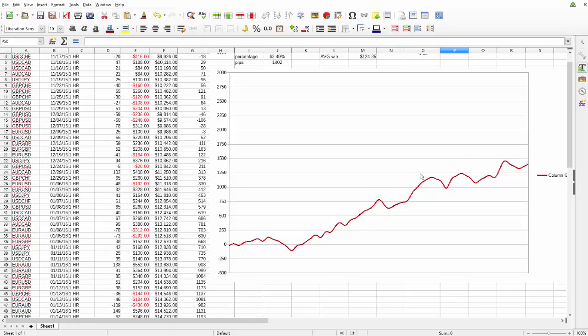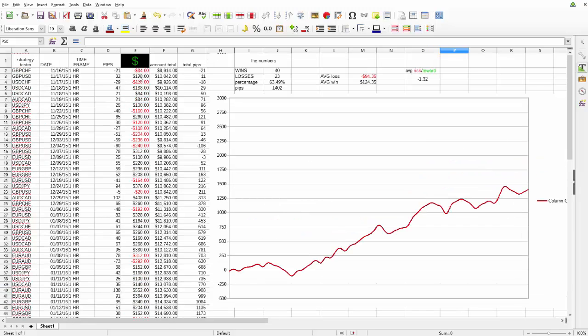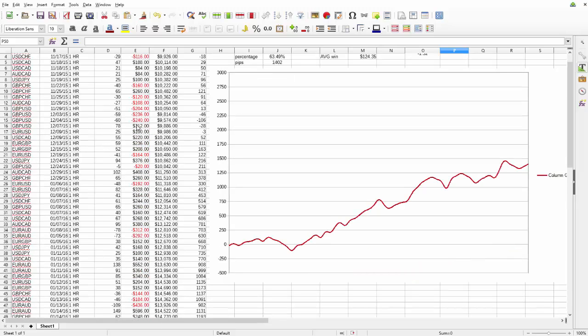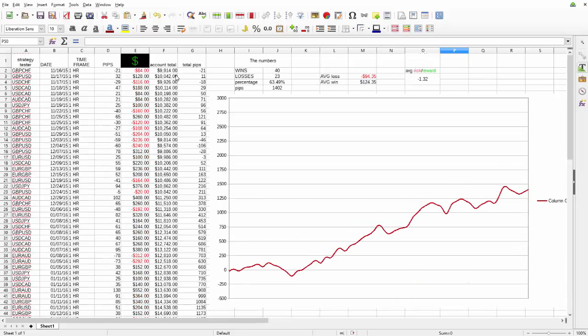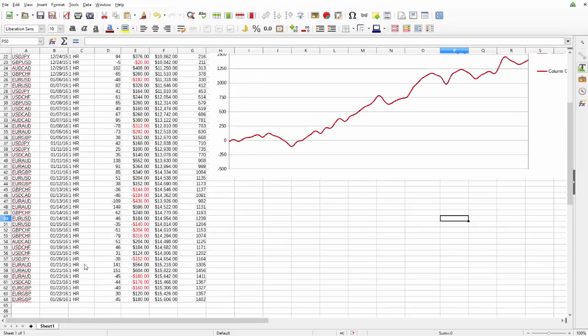Get up here towards 1,000 and 1,500, you want to try to make sure your drawdown doesn't get under 1,000 pips. And as you can see on the left side here, all the numbers in red are our losses, all the numbers in black are our wins. The total amount of pips that we've gained is over here in G. So that's a look at my equity curve up to January the 26th.